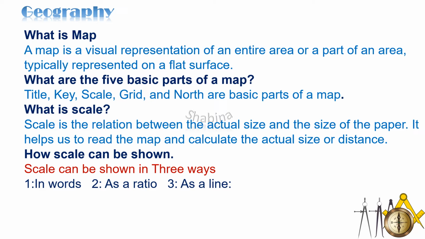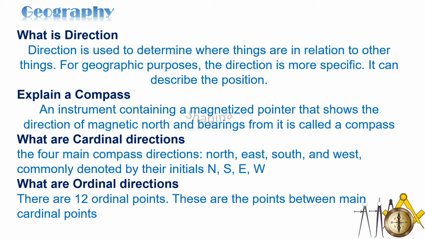What is scale? Scale is the relation between the actual size and the size on the paper. It helps us to read the map and calculate the actual size or distance. Then how can scale be shown? Scale can be shown in 3 ways: in words, as a ratio or as a line.